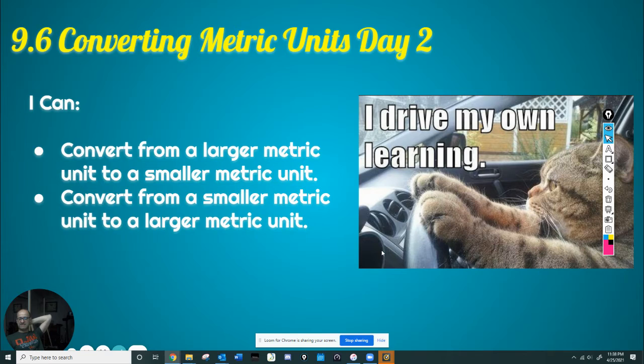Considering we spent all of day 1 converting from larger metric units to smaller metric units, my guess is that we're going to be doing bullet point number 2 today, going from smaller to larger. In which case, if we spent all our time yesterday multiplying by 100 and 1,000, then today we're going to spend all our time dividing by 100 and 1,000. So we're just moving the decimal the other direction, 2 or 3 places. You got all that? All right, good. I believe in you, as always.